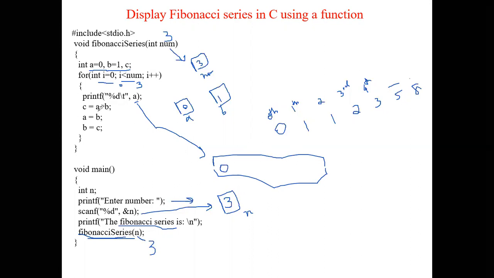Next, 0 plus B. B is 1. So C is having the value 1. B is copied to A. So A is having the value 1. C is copied to B. What is the value of C? C is copied to B.